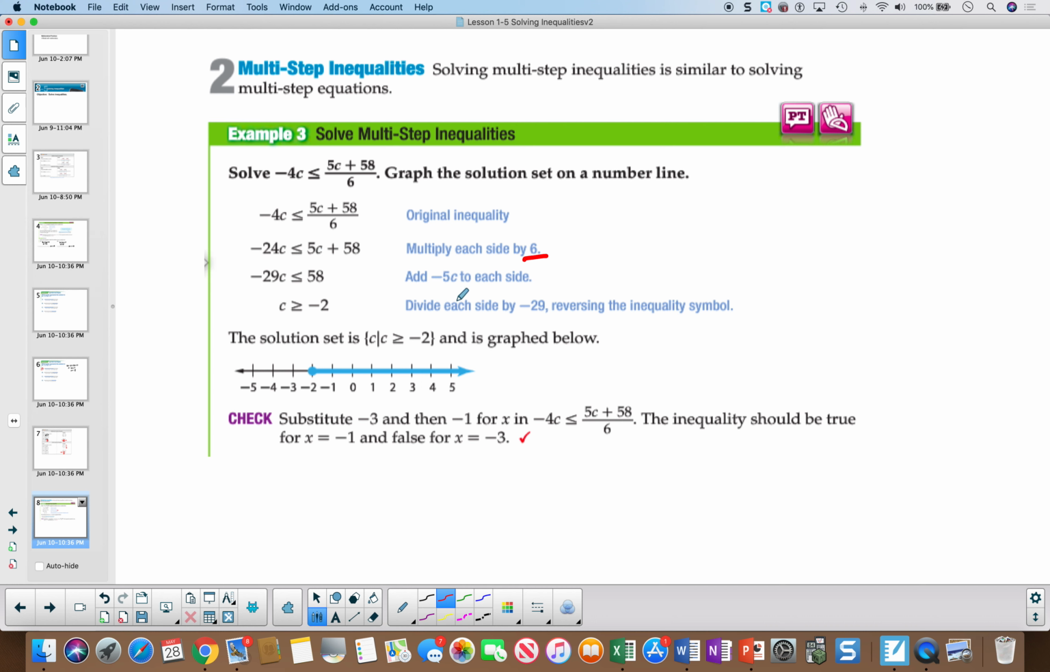Then we're going to get rid of 5c, so we're going to subtract 5c. Adding or subtracting doesn't change the sense, so we have this. But now to get c by itself, I'm going to divide by a negative number, and when I do that, I have to change the inequality, and that becomes greater than or equal to negative 2. And this is going to be the graph of the solution.